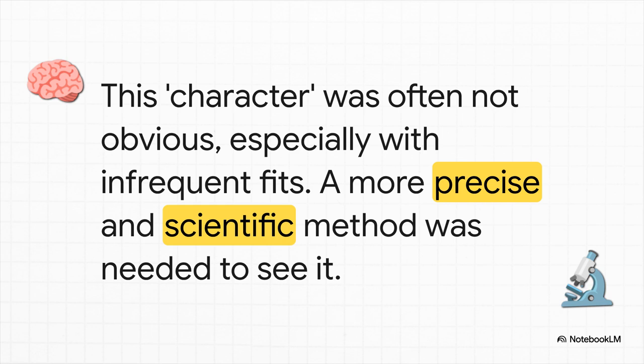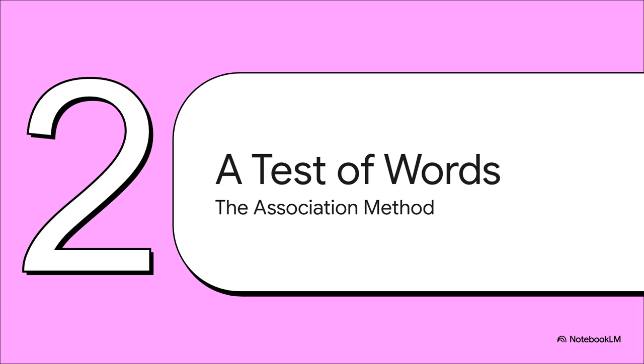So researchers desperately needed a more precise, a more scientific tool to get an objective look at what was really going on inside the mind. And the tool they landed on was the word association test. It was a new and, as it turns out, an incredibly powerful way to start exploring the hidden pathways and all the tangled connections of human thought.